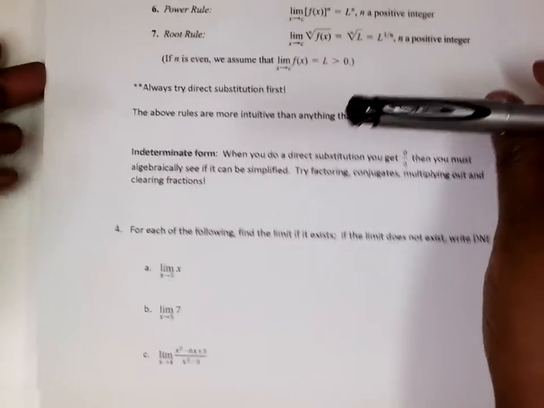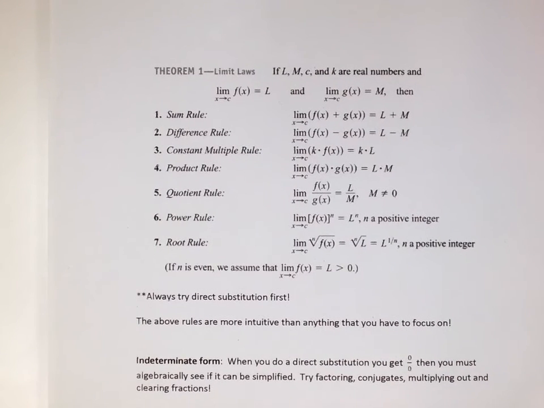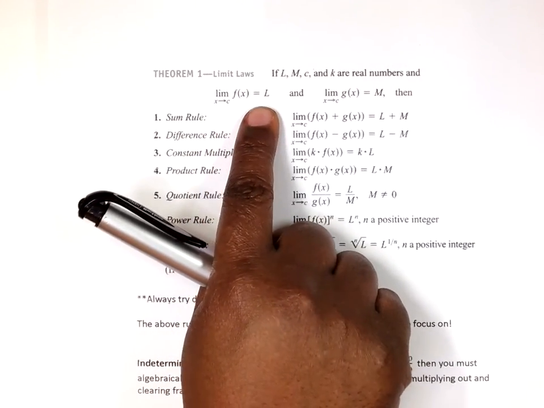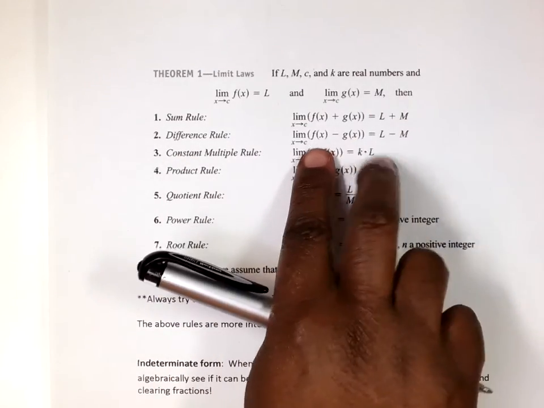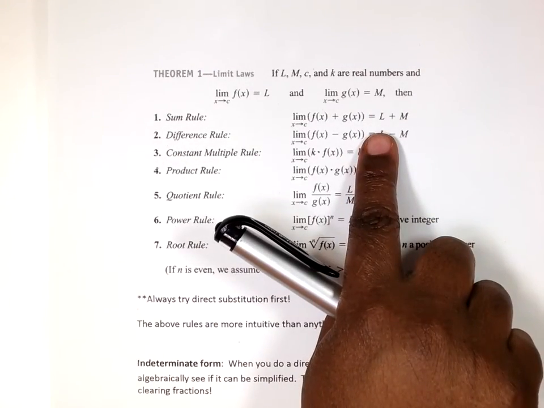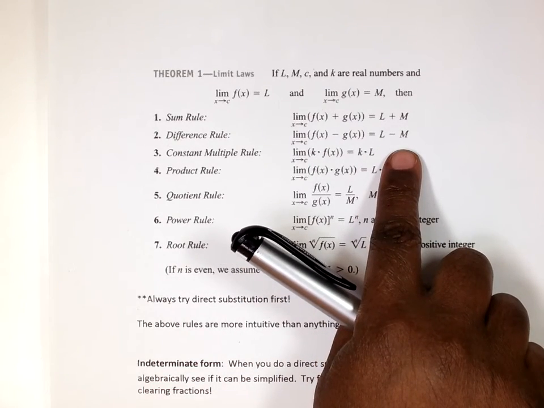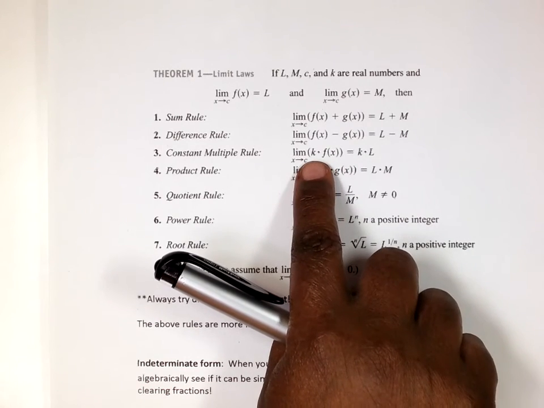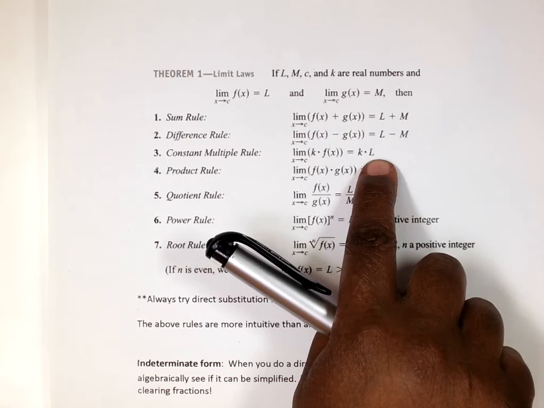So I'm going to quickly go through this theorem, the limit laws, because really you don't really use them. You just look at what you're working with. But if you have the limit as x approaches c of f of x is L and g of x is M, if you want to add the two functions together, you just get L plus M. If you're subtracting those functions, you get L minus M. If you multiply the function by a constant, you just get that constant times whatever the limit was.